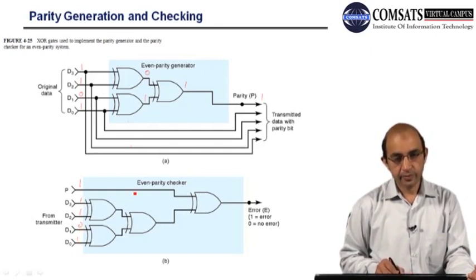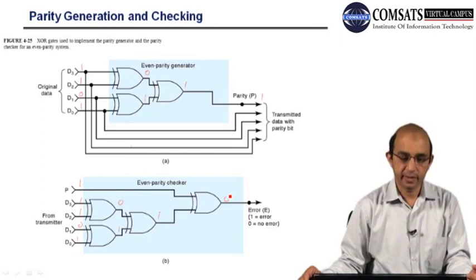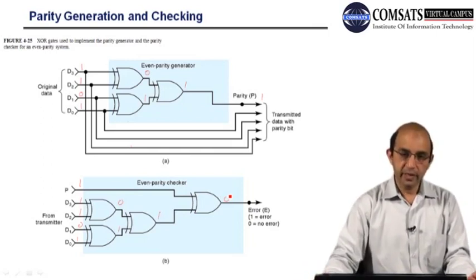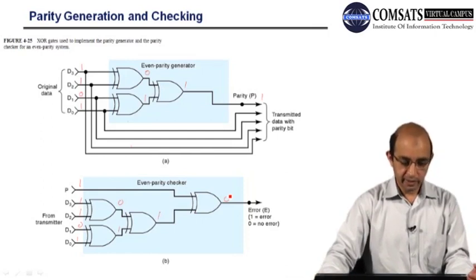Now we have to verify. So 1, 1, 0, then 1, 0, 1, this is 1, and this 1, 1, 0, so it means the data is correct. It means we have received the data safely.